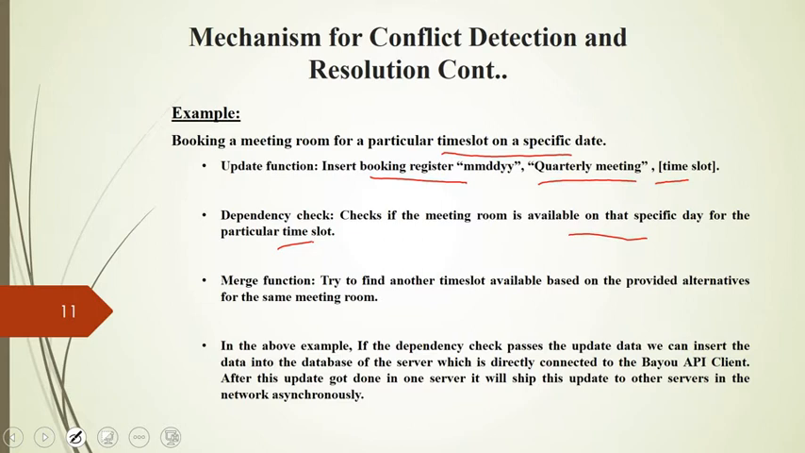So after the dependency check passes in the above example, the update data we can insert into the database of the server, which is directly connected to the Bayou API client. If the dependency check fails in the above example, the merge function tries to find another time slot available from the provided alternatives for the same meeting room. Once this update is done on one server, it will ship this update to another server in the network asynchronously.